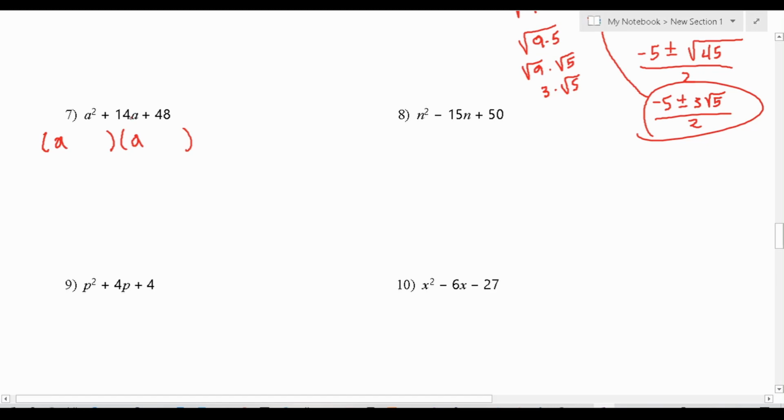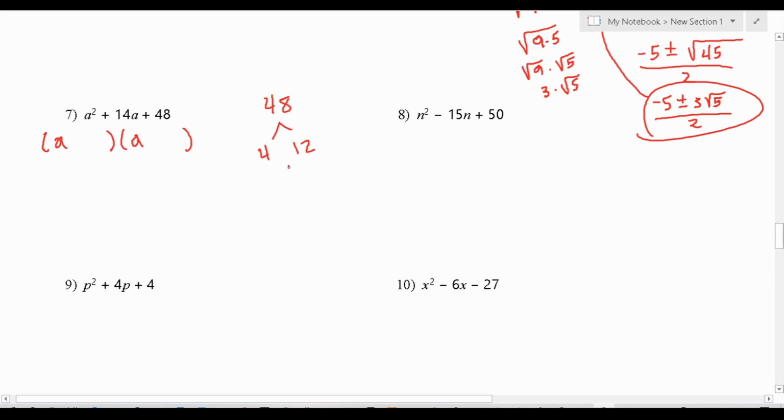Let's think about factors of 48. Again, this one's not too easy because the factors of 48 are not straightforward. We know the factors of 48 are 4 and 12. 4 times 12 will give you 48, but 4 plus 12 will give you 16, not 14. So that one's not going to work.